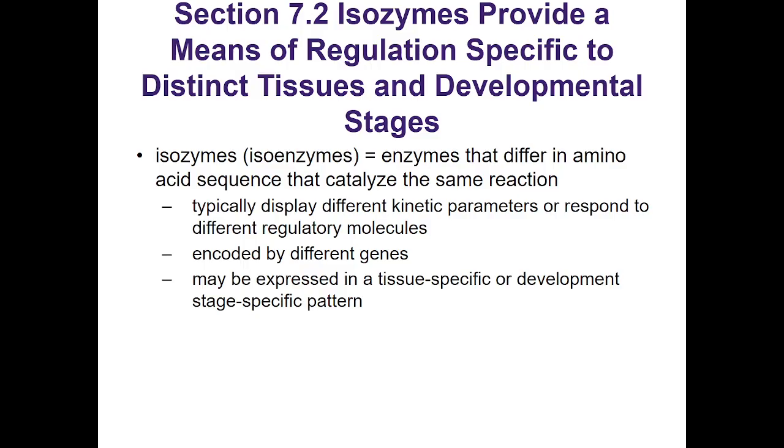So anyways, you'll see different isozymes in different tissues and different developmental stages of an organism. The isozymes or isoenzymes is also another way of stating that. These are the enzymes that are going to differ in the amino acid sequence. They'll catalyze the same reactions, though. They're typically going to display different kinetic parameters or respond to different regulatory molecules. They'll be encoded by different genes. These may be expressed in tissue-specific or developmental stage-specific patterns.